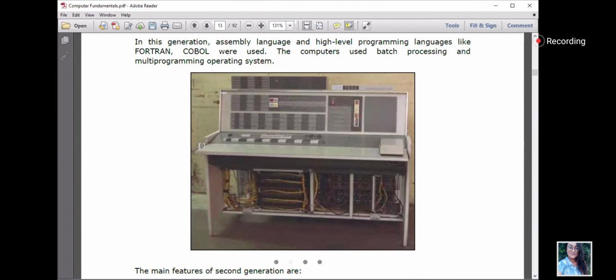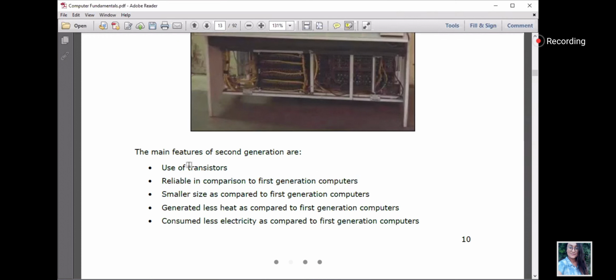Now this is the second generation computer. So it looks smaller than the first one, but it also doesn't look so handy at all.